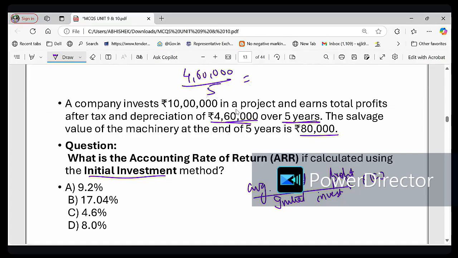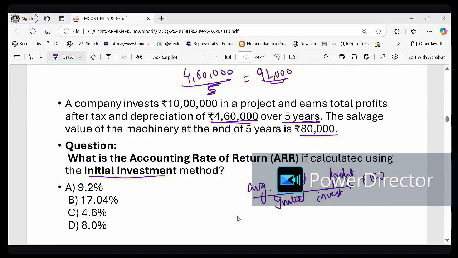How do we find the average for 1 year? Basically, divide by 5. How much is it? 92,000. I hope everyone has calculated the average annual profit, because once you solve it yourself and then see the explanation, this is the best way of learning. If you don't solve it, you will not understand it, because a numerical question is best understood if you solve it first yourself. That is why I give you time to calculate, so you will know what went wrong and will not commit the same mistake in the examination.